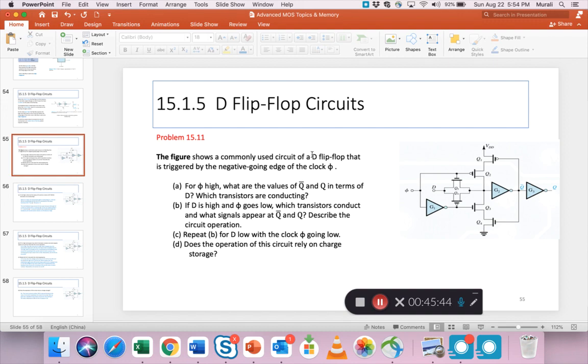Okay. So with that, we have done all the problems of this section also, the flip-flop section, and we have finished week 3 material, which was some advanced MOS topics and flip-flop memory circuits. Okay. All right. Next week we'll move on to week 4.